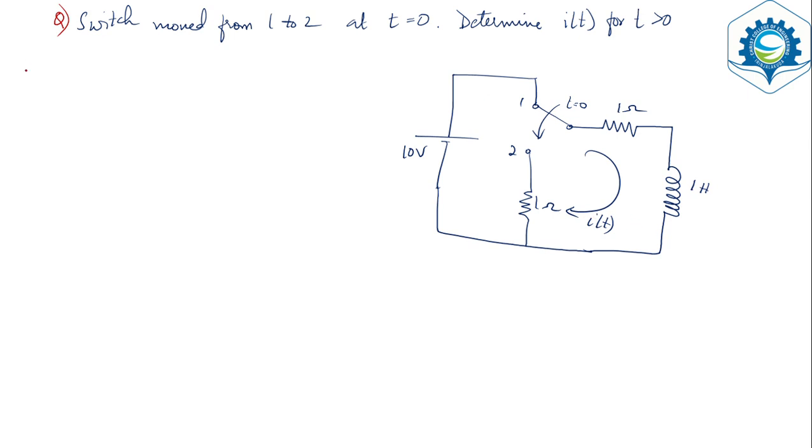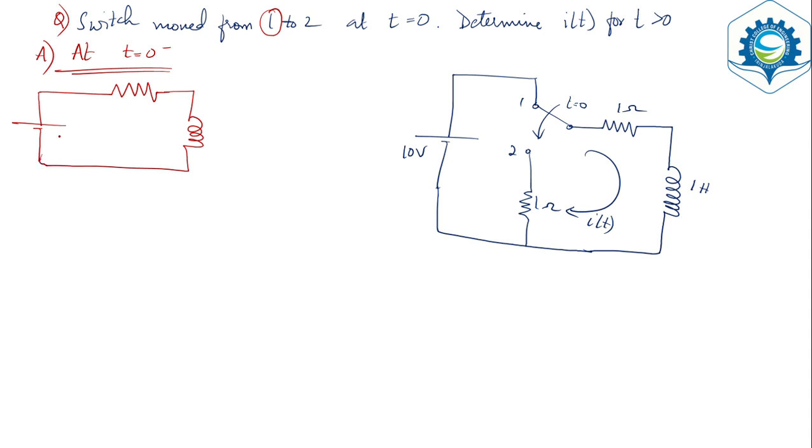In all of these cases, you have to start with the case where the switch was in the first position, that is position 1. The initial position is position 1, and if you redraw the circuit, it is not connected to the 1 ohm resistor at the bottom. So you have the 1 ohm resistor over here, and then you have an inductor. This is 10 volt, 1 ohm, 1 Henry.